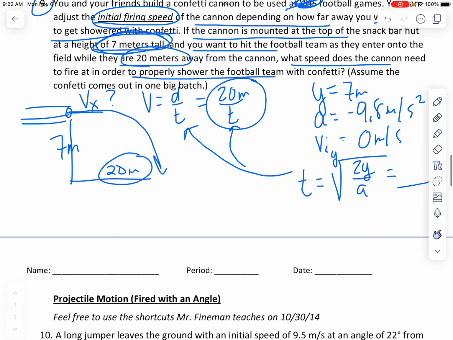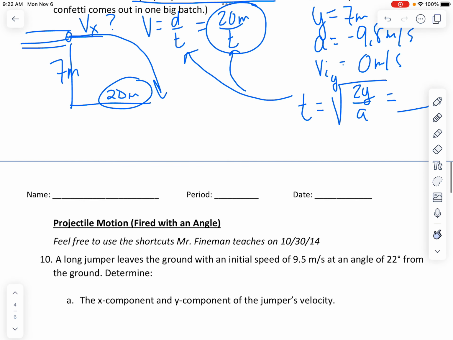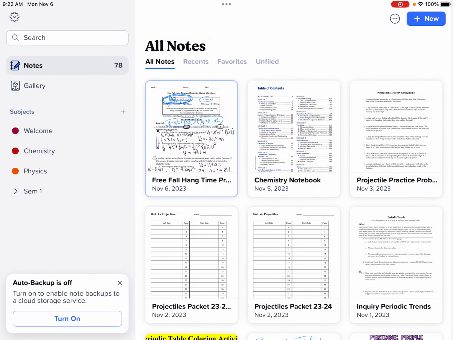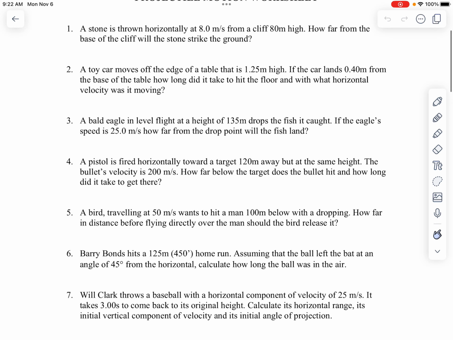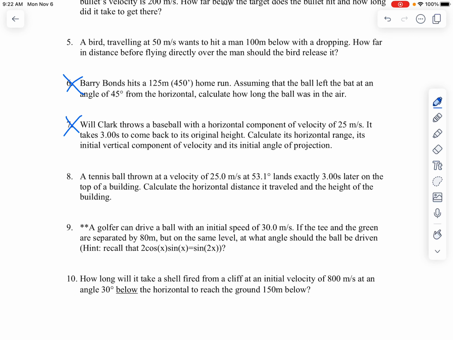Okay? All right, this section here is dealing with angles. We're not going to get into that. But let's look at a few others on the other worksheet. So grab the other worksheet here that says projectile motion worksheet, and let's work through a couple of these. I'm just going to set them up for you. I'm going to walk you through them, talk you through them, and then you can finish them up. We're not doing the ones that deal with any angles. So we're not doing 6, 7, 8, 9, or 10.